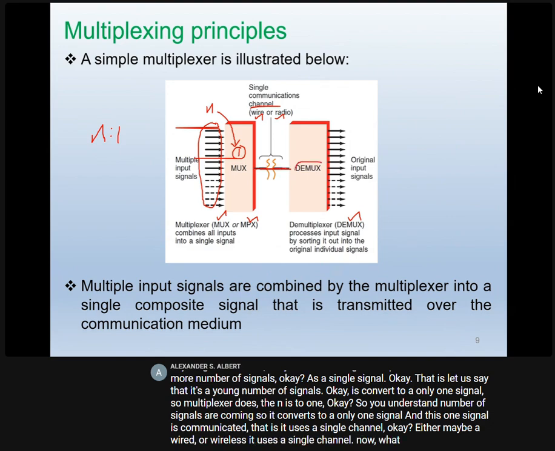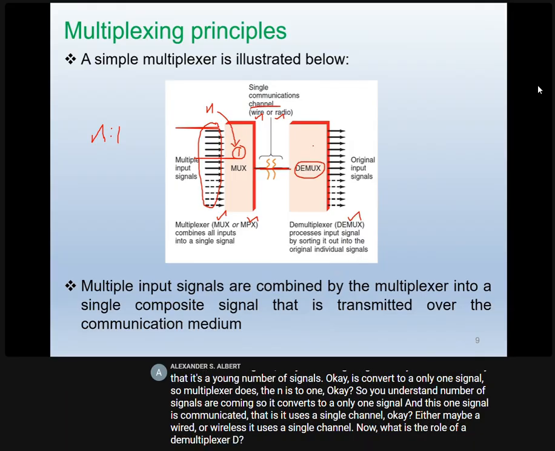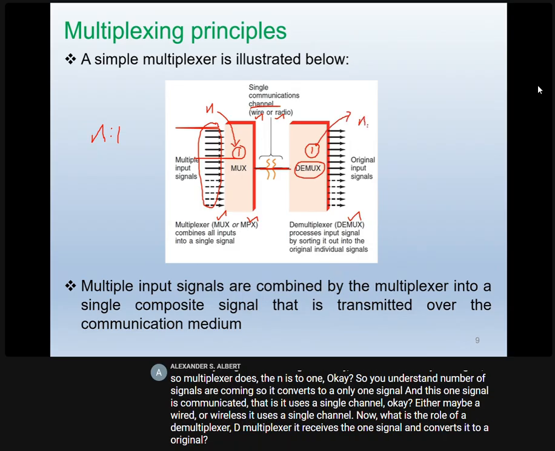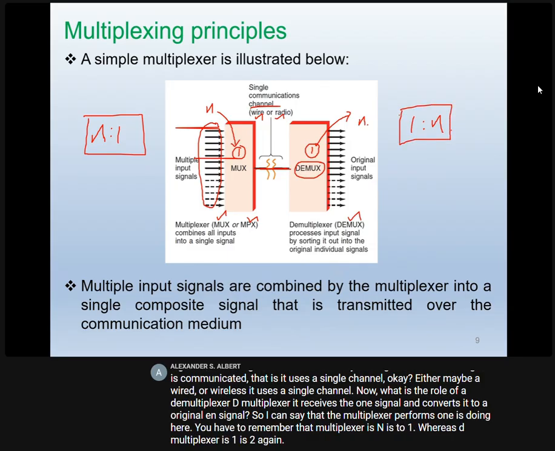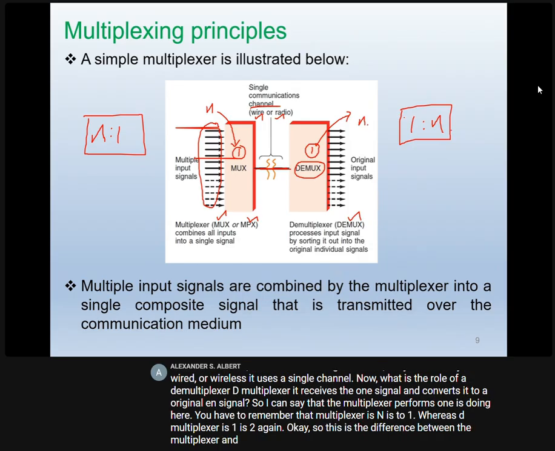Now, what is the role of a demultiplexer? The demultiplexer receives the one signal and converts it back to the original n signals. So I can say that the demultiplexer performs 1 is to n. You have to remember that the multiplexer is n is to 1, whereas the demultiplexer is 1 is to n. This is the difference between the multiplexer and demultiplexer.